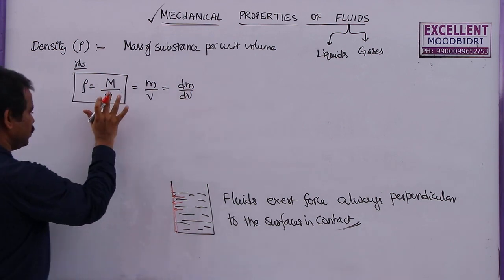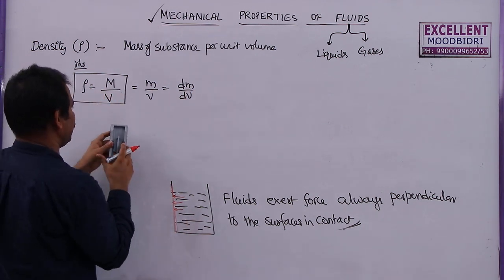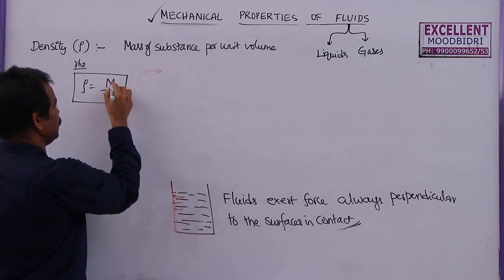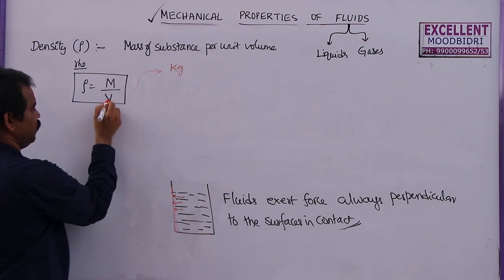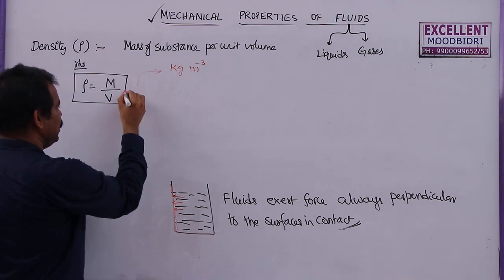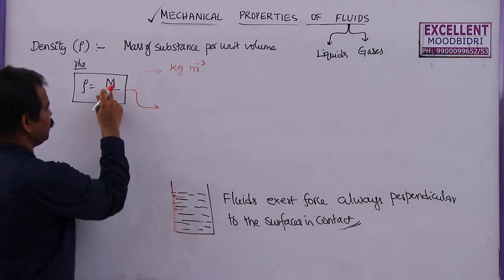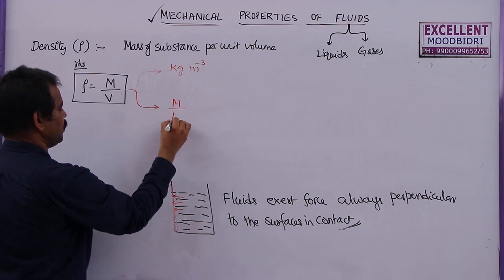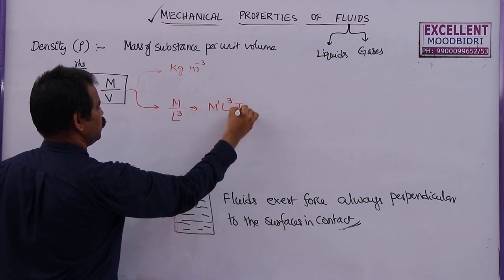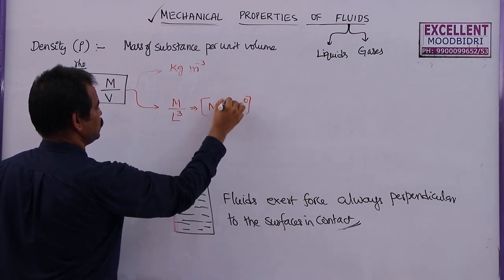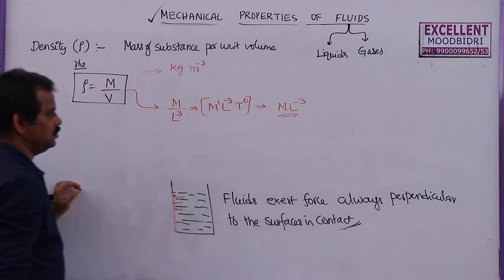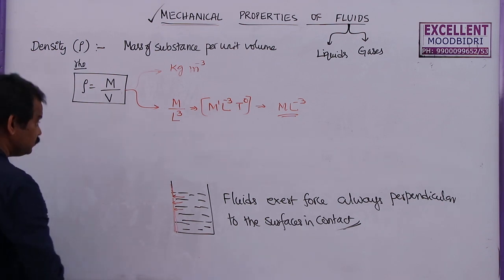Now what is the SI unit and dimension formula for this physical quantity? Mass is measured in kgs and volume is measured in meter cube. So kg per meter cube is the SI unit. The dimension formula for mass is M and for volume is L cube. You can write M power 1, L power minus 3, T power 0. So M L power minus 3 is the dimension formula for density.